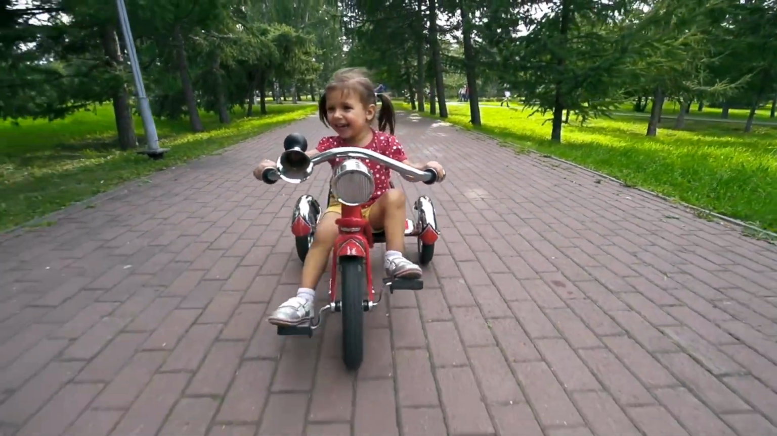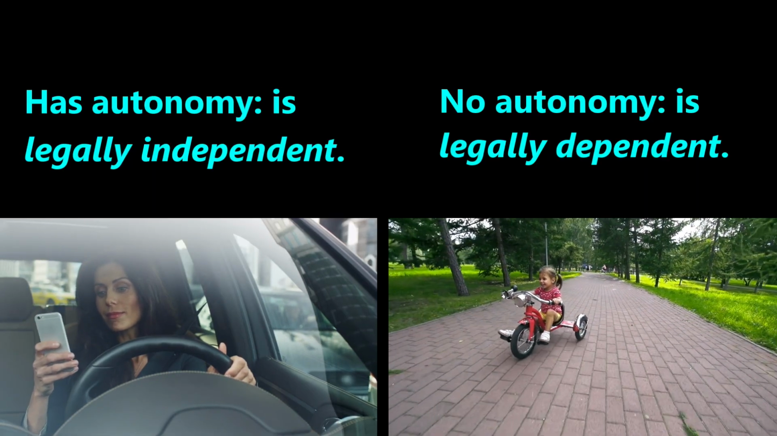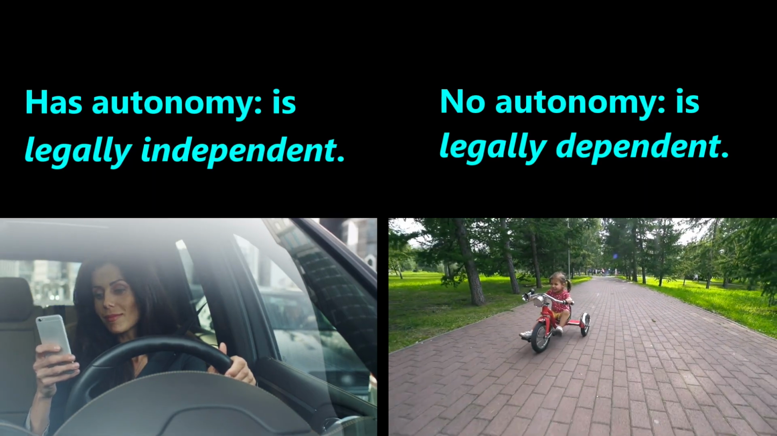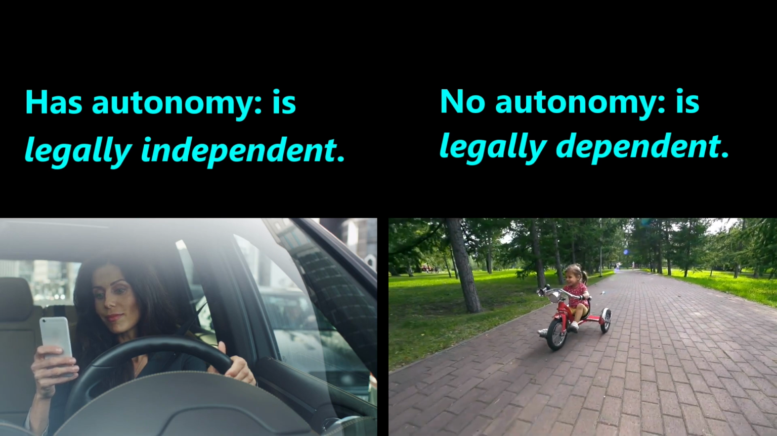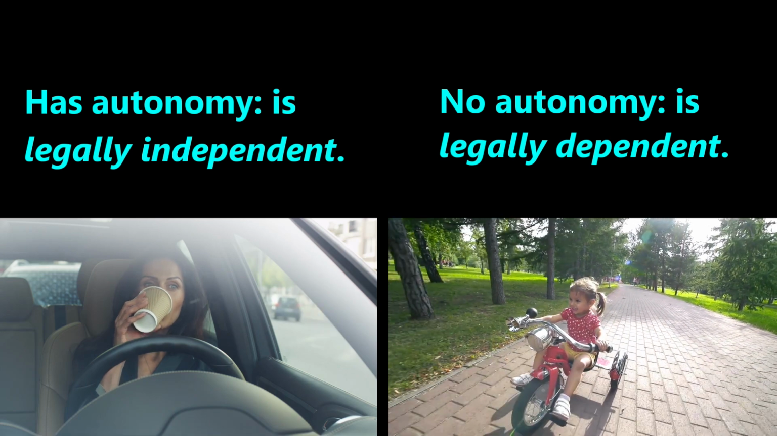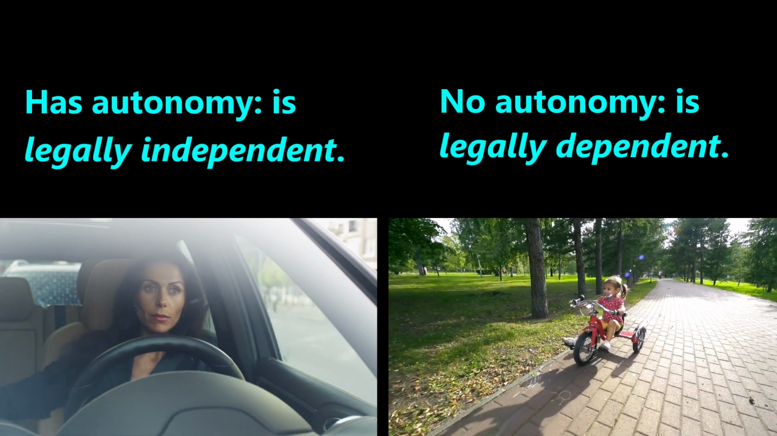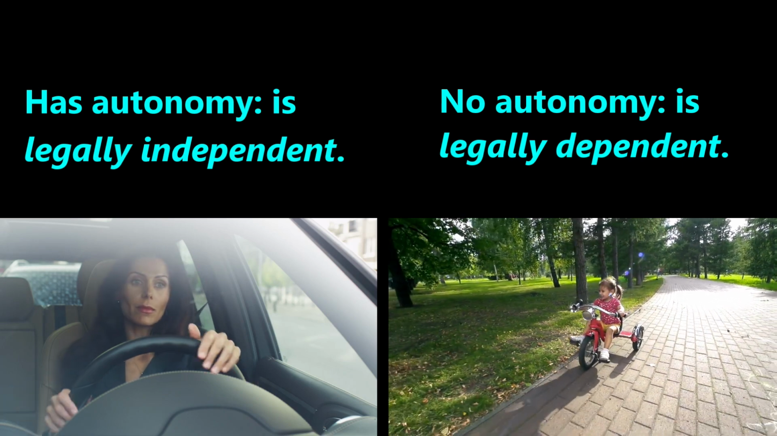Plus, she's so young that she must have an adult with her all the time. The adult is legally independent. She can go wherever she wants. The child is legally dependent. She can only go where adults allow her to go. Using legal terms, we would say that the adult has autonomy, whereas the child does not have autonomy.